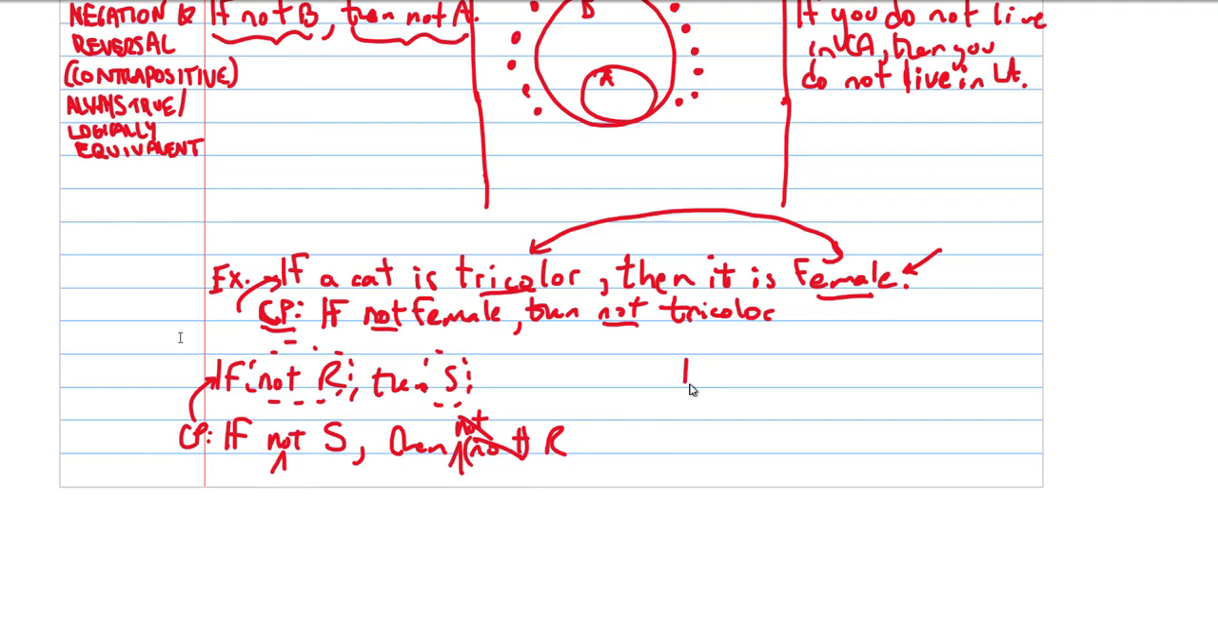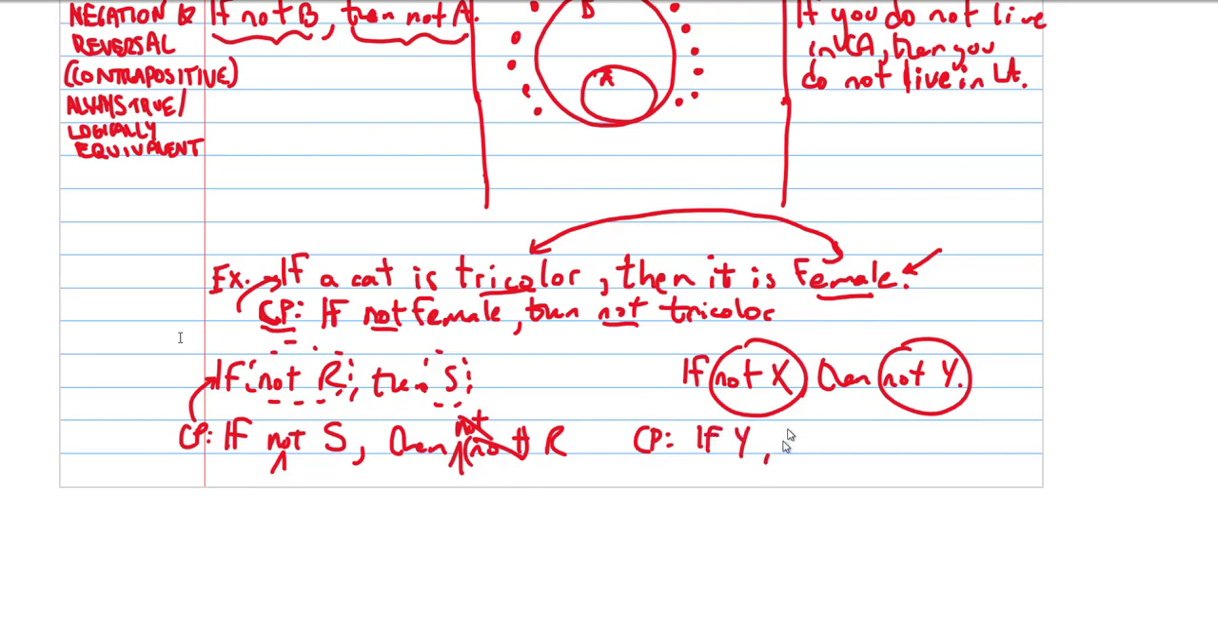Let's do one more. Let's do if not X, then not Y. Go ahead and form the contrapositive of that statement on your own. Maybe pause the video. So the contrapositive of that statement, again, our hypothesis is there, our conclusion is there. They reverse and we negate. Negating the two nots is just going to end up with positive. So we will have if Y, then X. So if Y then X is the contrapositive and logically equivalent statement to if not X, then not Y.